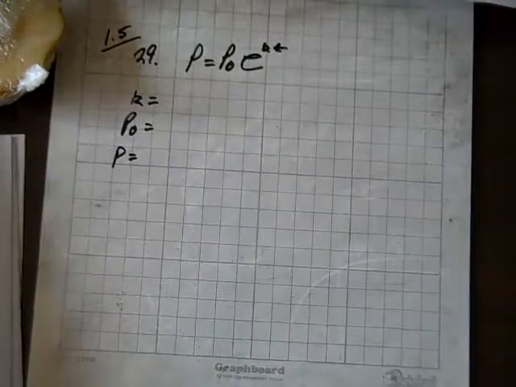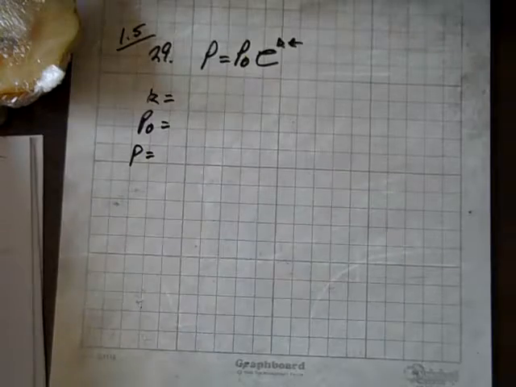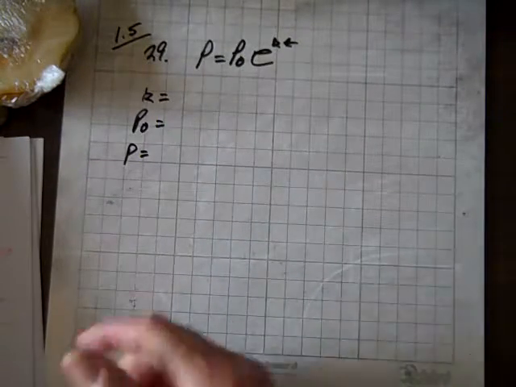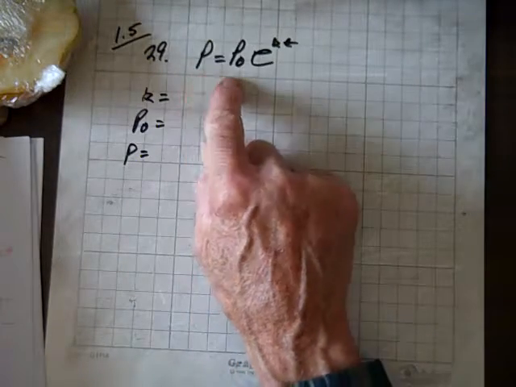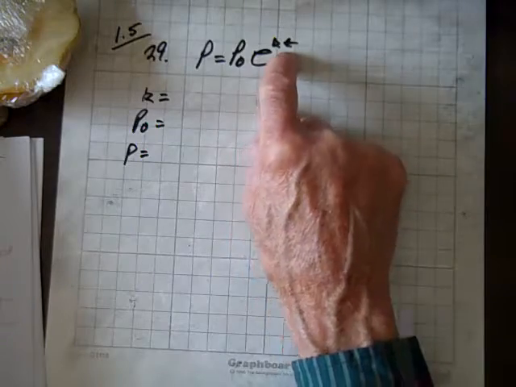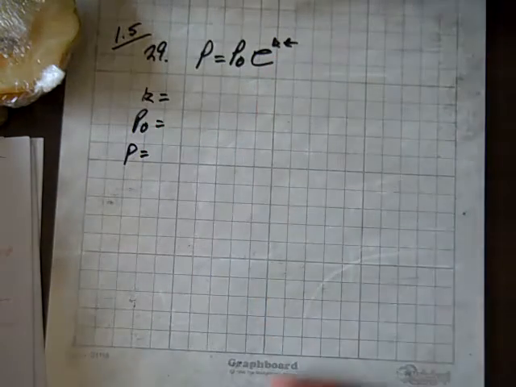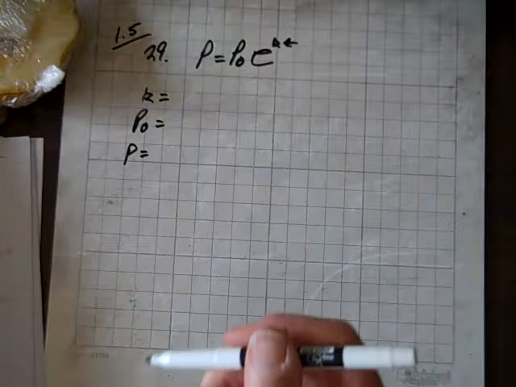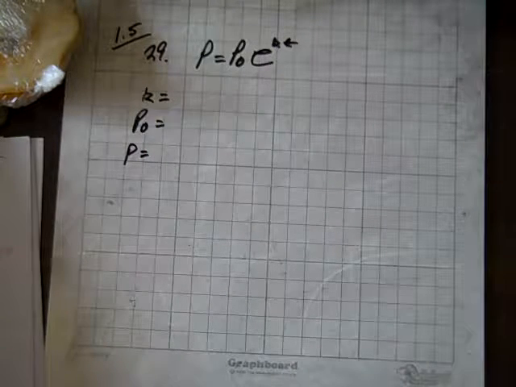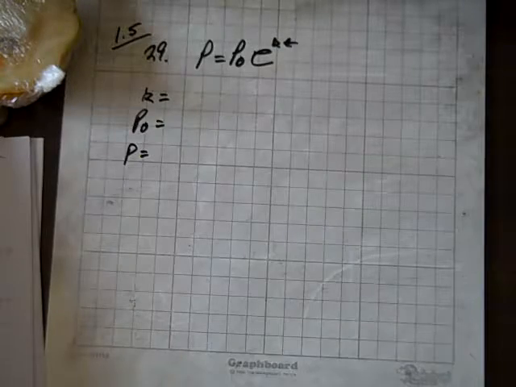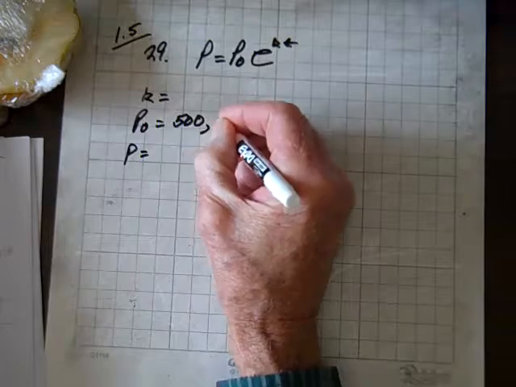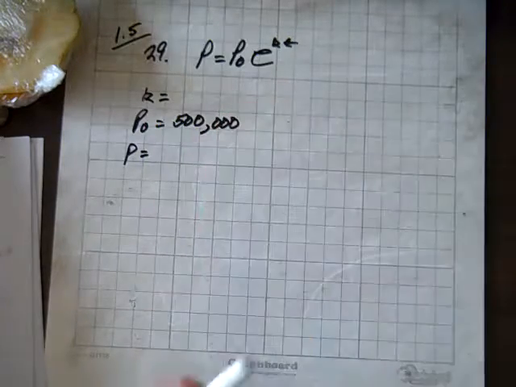Well, now we're doing question 29, and we have a population problem. And the population equation is P equals P sub 0, the initial population, times e to the kt, where k is the rate of change. So problem 29 says that Knoxville, Tennessee has a population of 500,000. So our initial population is 500,000.